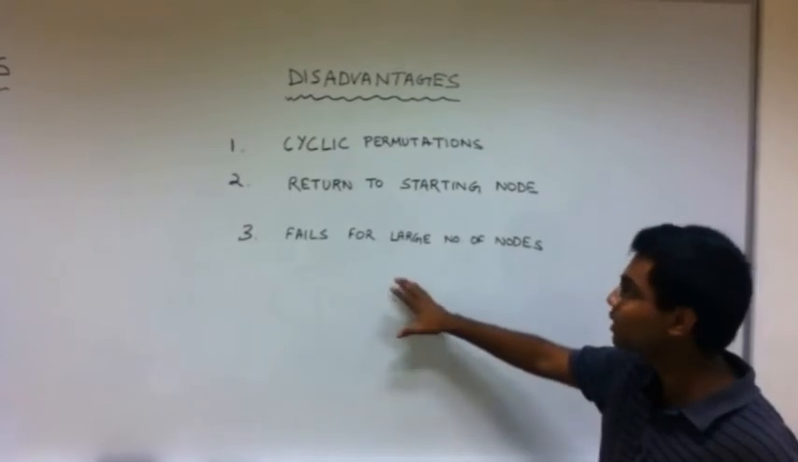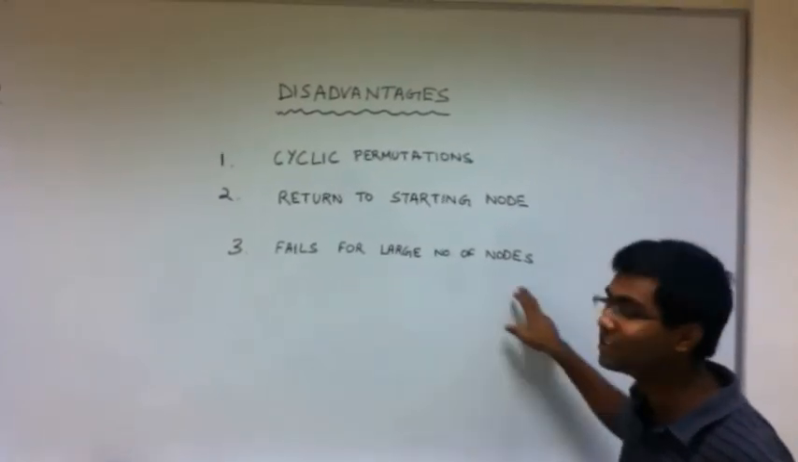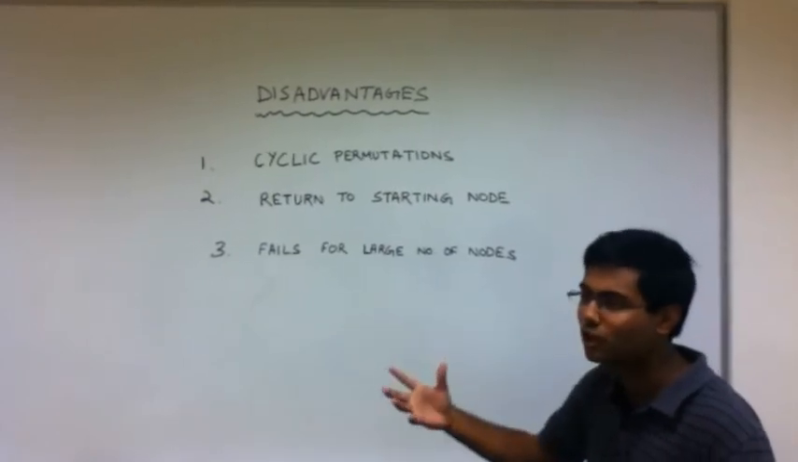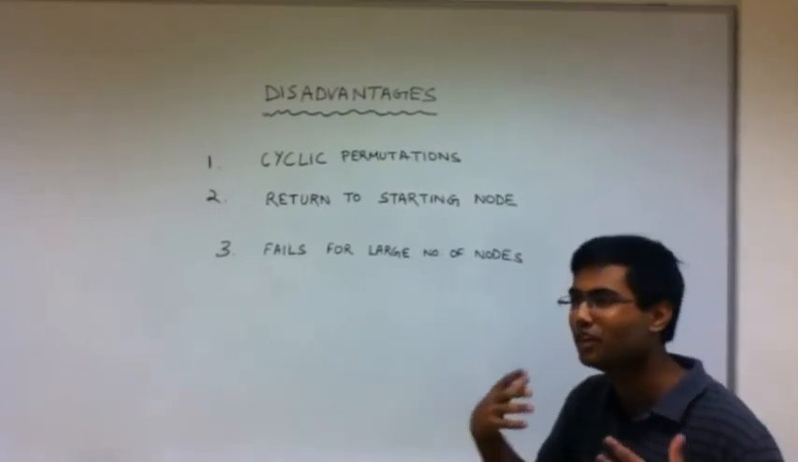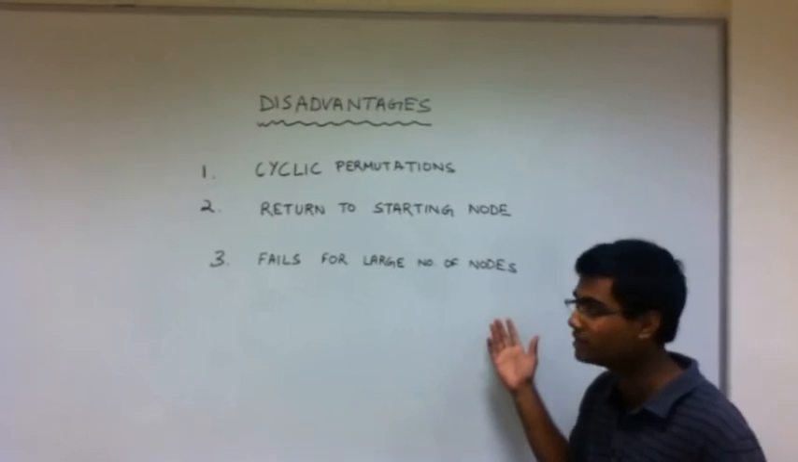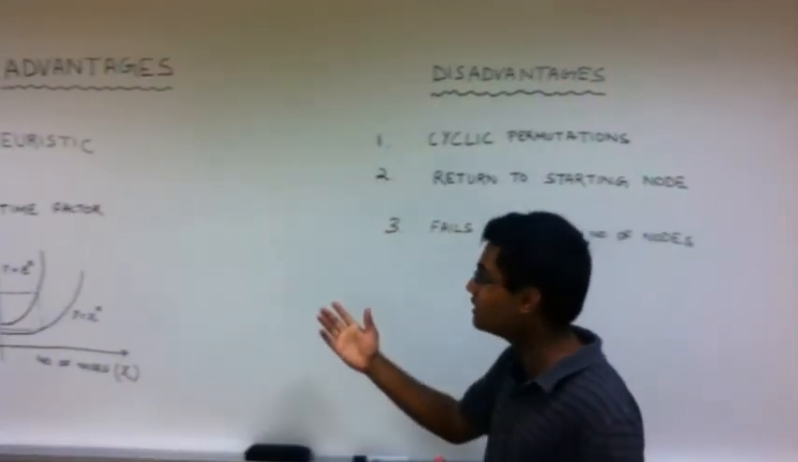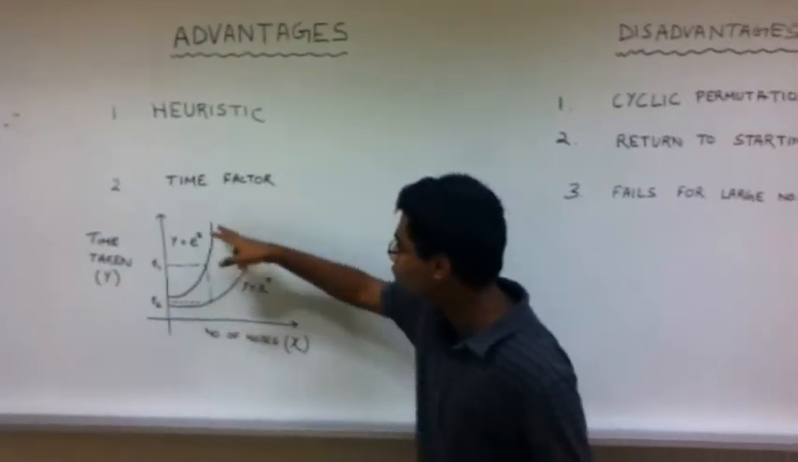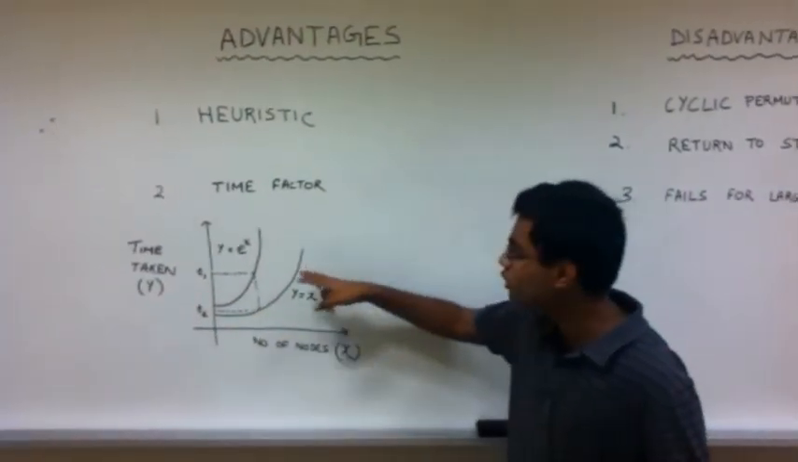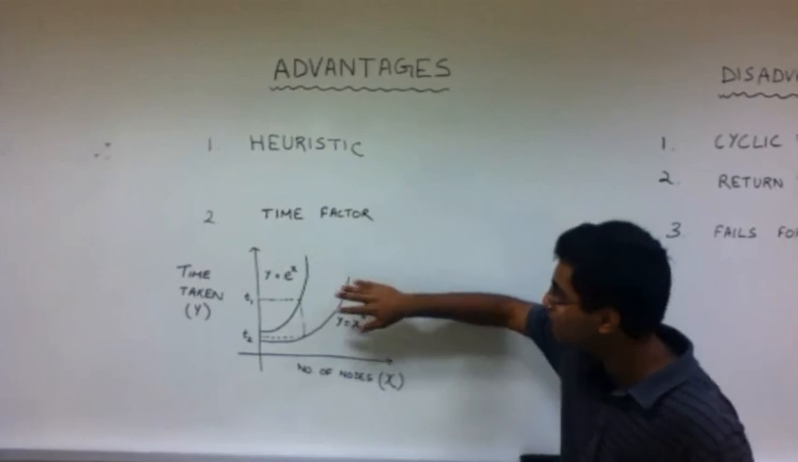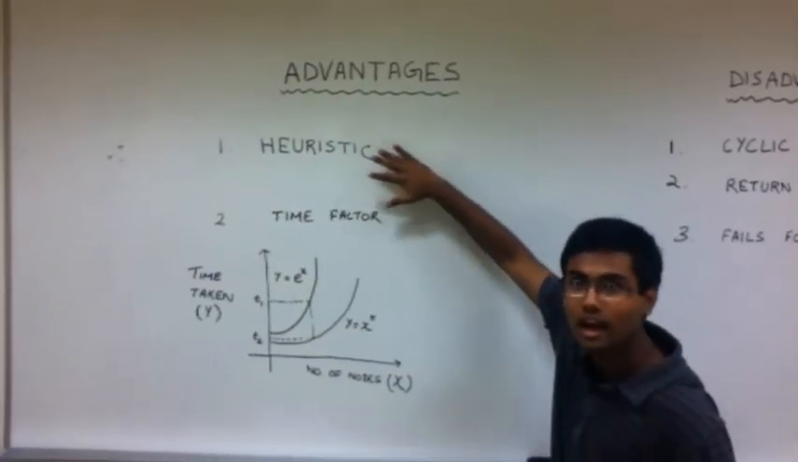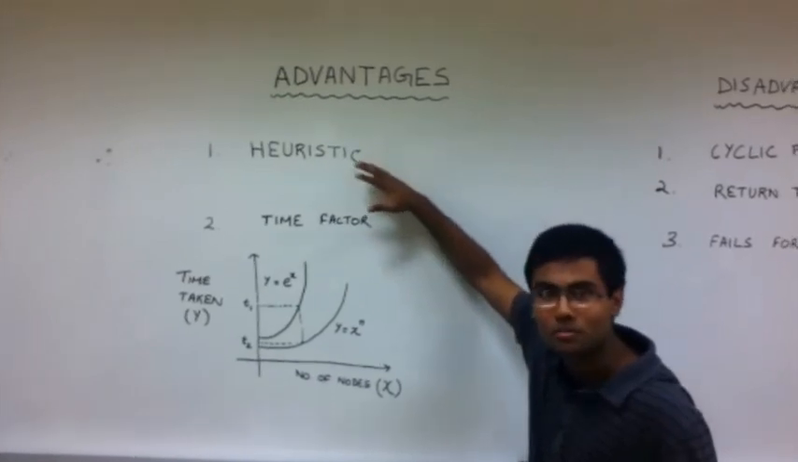The last disadvantage is common to almost every algorithm: it starts to fail, or rather not fail, but starts to take a very long time when the number of nodes increases. This is clearly evident from the graph that I showed you earlier. Whether it's the brute force algorithm or the genetic algorithm or any other algorithms in between, as the number of nodes increases, the time will continue to increase, and that is always a problem.